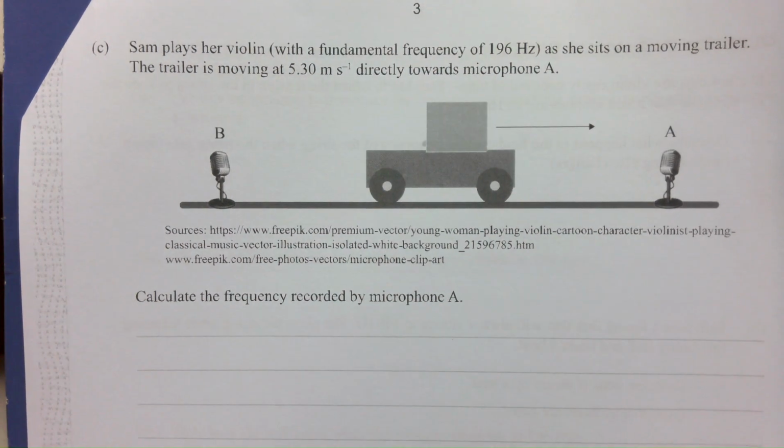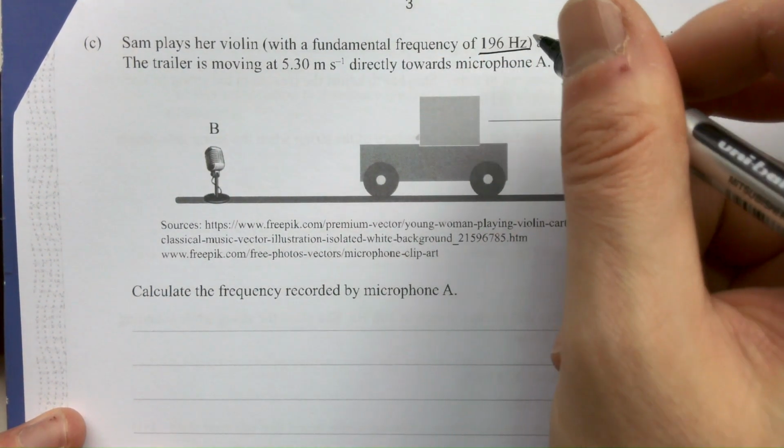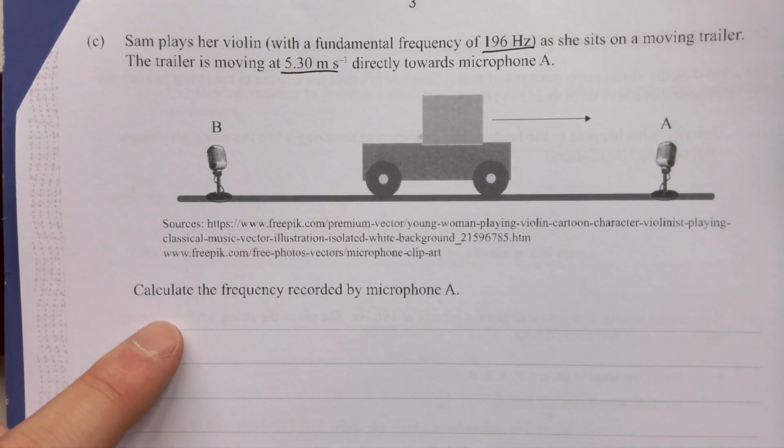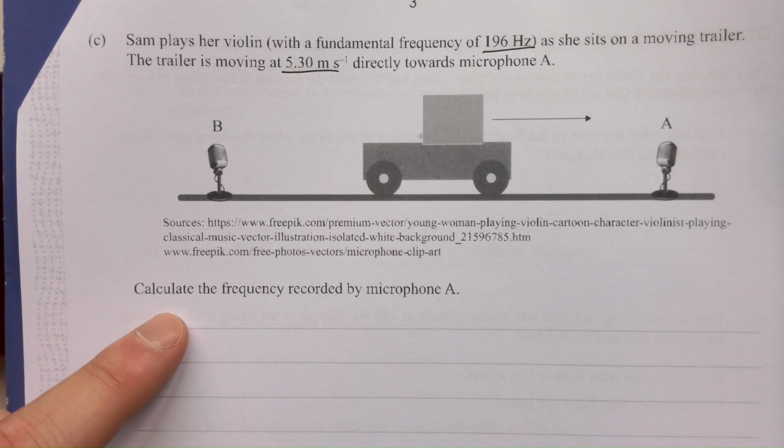Now, part C, we are told that Sam plays her violin with a fundamental frequency of 196 Hz still, as she sits on a moving trailer. The trailer is moving at 5.3 meters per second, directly towards microphone A. So I'm going to start underlining stuff that I think is going to be important. We are then calculating the frequency recorded by microphone A.